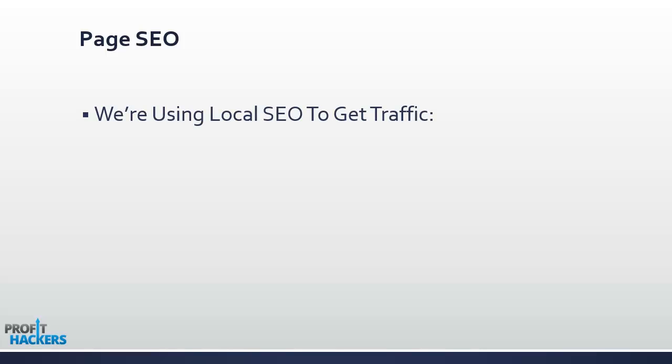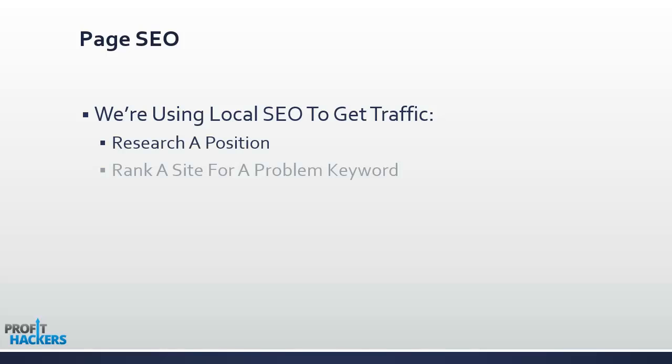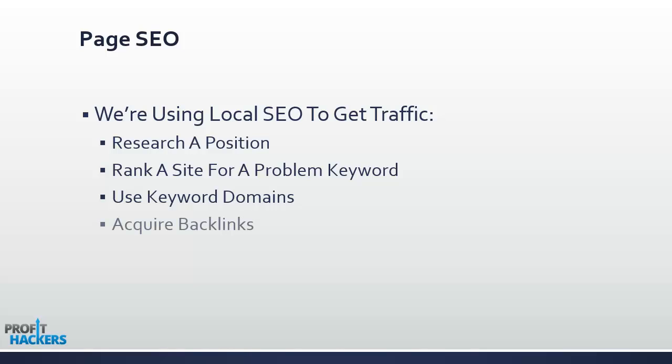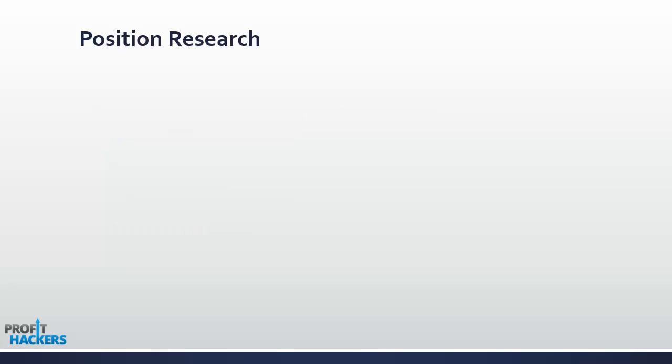Okay, so let's talk a little bit about the service aspect of this program, and really what it is: page one SEO. So we're going to be using local SEO to get traffic to our lead pages. What we have to do is research a position, rank a site for those problem keywords for that position. We'll be using keyword domains that match the problem keyword, acquire some backlinks for that domain, and then use SEO plugins for a boost to help us get that page ranked in Google or in any search engine and start collecting leads to sell.